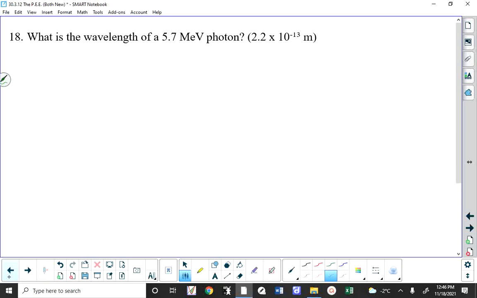What is the wavelength of a 5.7 million electron volt photon? So there are a couple of questions. I think number 1 is kind of like this, and number 18 is kind of like this, which really don't have anything directly to do with the photoelectric effect, but they have something to do with photons, which we learned about to understand the photoelectric effect.